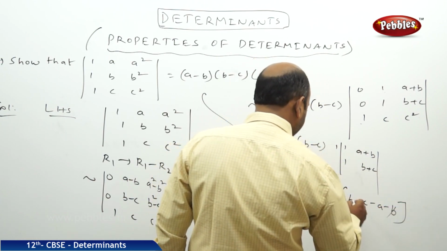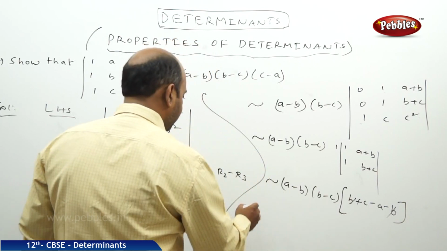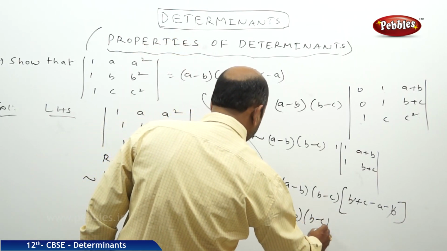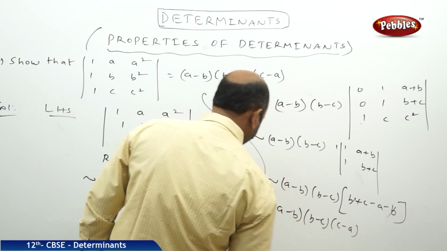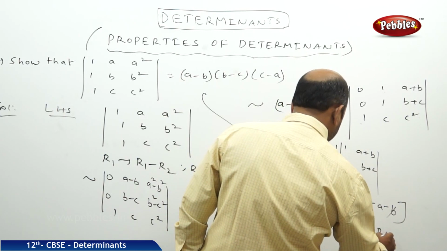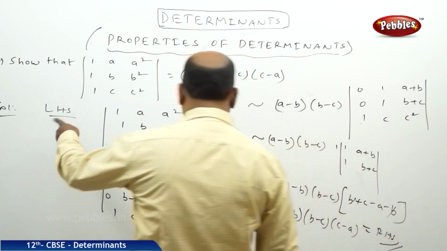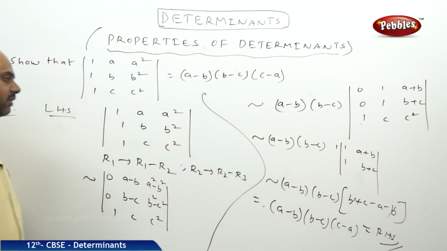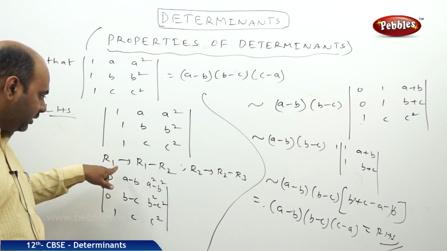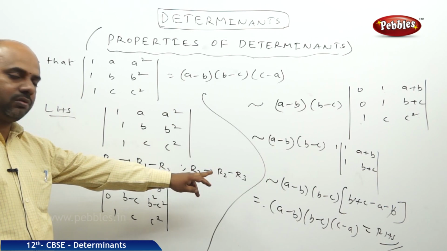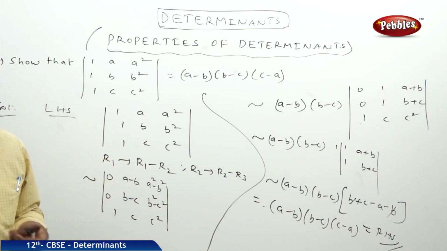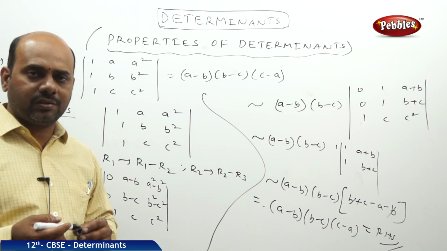Now b will get cancelled. So finally we got our required result, (a minus b)(b minus c)(c minus a). So this is nothing but our right hand side. So LHS is equal to right hand side. These are the properties we used. What are the properties we used? R1 implies R1 minus R2, R2 implies R2 minus R3. We call this a row operation. Sometimes we shall be using properties also.